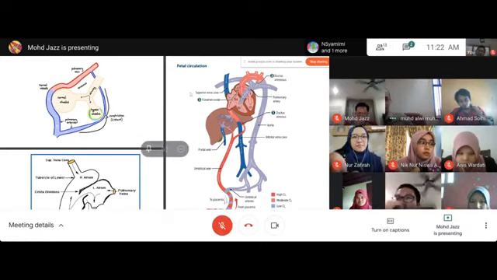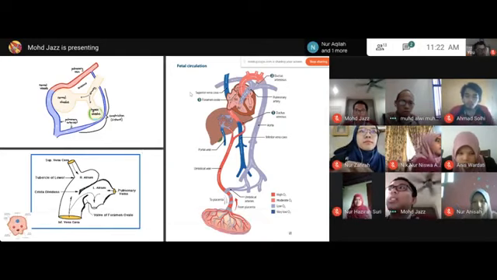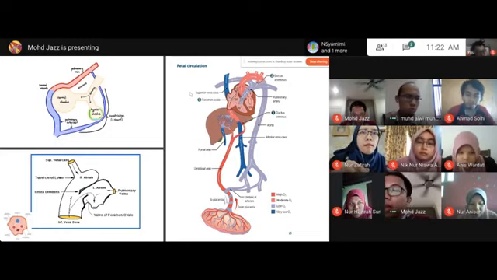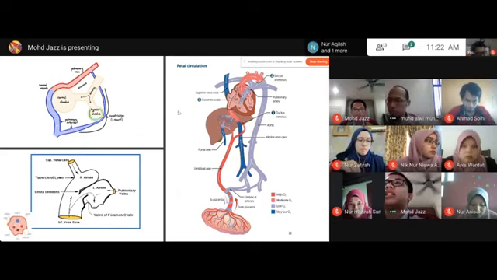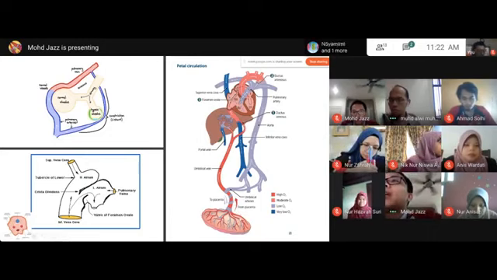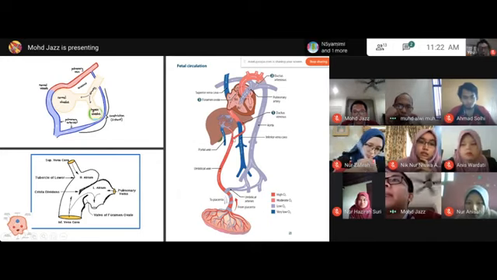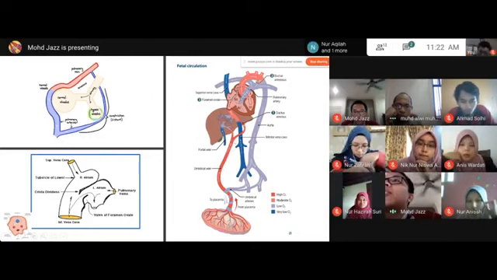I'll be presenting about the fetal circulation adaptation when it becomes a newborn. As my colleague has explained just now regarding the fetal circulation, we know that it starts before birth. The pathway is mainly from the placenta through the umbilical vein, and we know that most, if not all, of the blood from the umbilical vein will go through the ductus venosus.